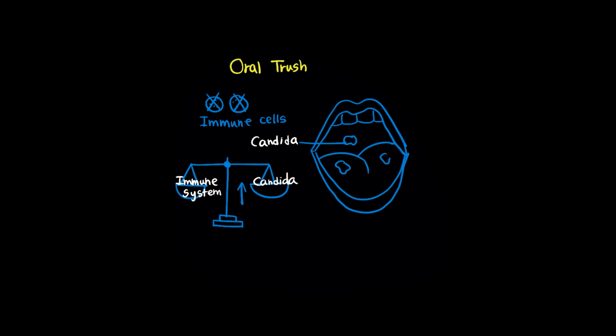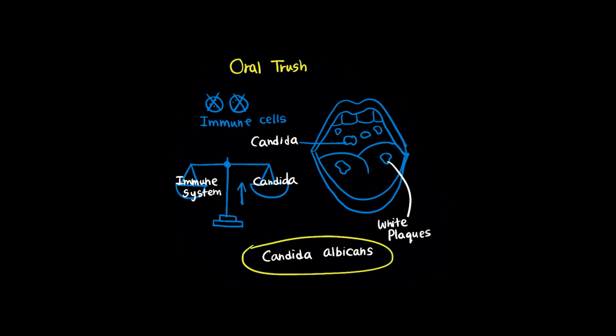Without this immune surveillance, Candida multiplies unchecked, forming the characteristic white, cottage cheese-like patches on the tongue, gums, and inner cheeks. These patches can be painful and may bleed when scraped. The correct answer is Candida albicans because this opportunistic fungus is the primary causative agent of oral thrush, especially in immunocompromised patients.